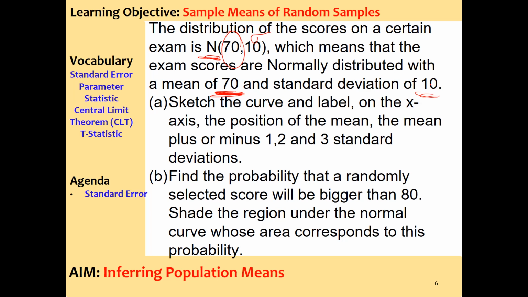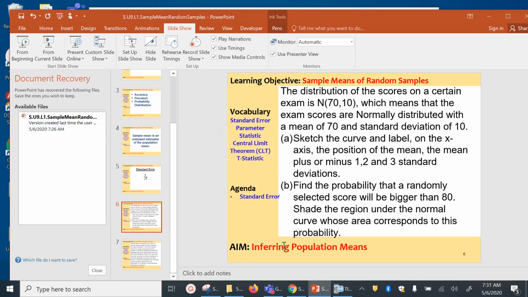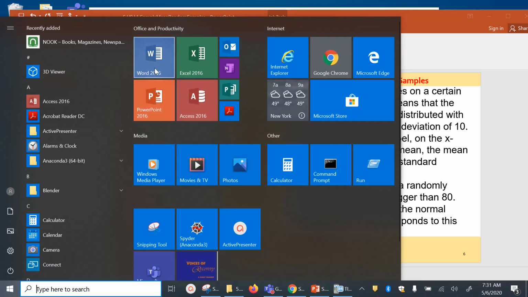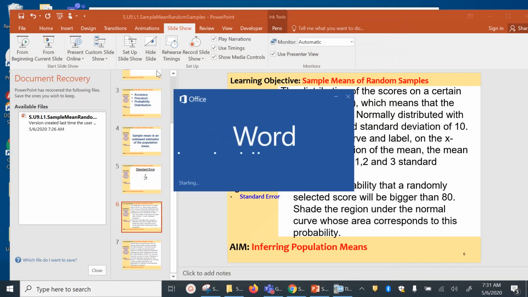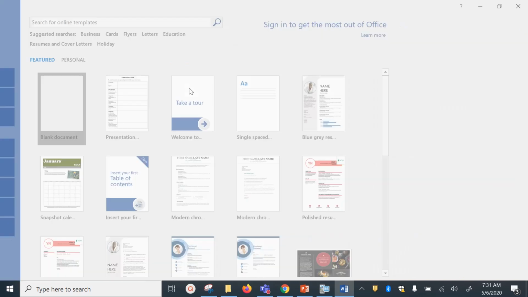Now sketch the curve and label on the x-axis the position of the mean plus or minus 1, 2, 3 standard deviations, and find the probability that you would get an 80. So what we're going to do is first open up Word, and we're going to just draw it.